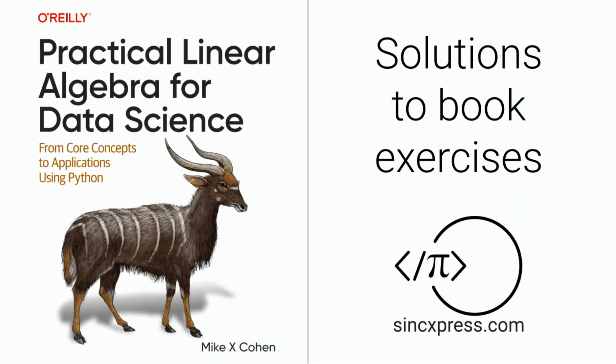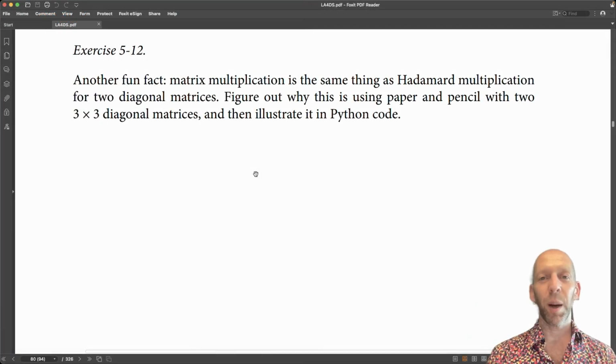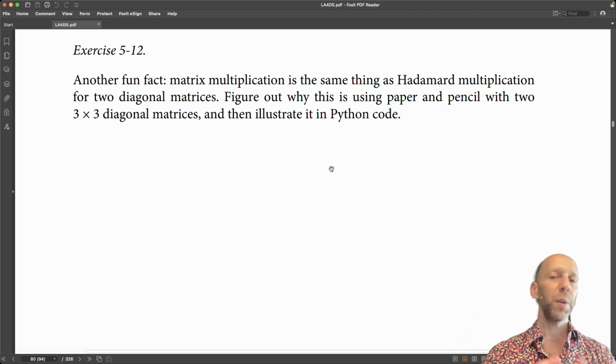Exercise 12 deals with another interesting property of diagonal matrices, and that is that for two diagonal matrices, standard matrix multiplication is the same thing as Hadamard multiplication. So you know that standard matrix multiplication is a series of dot products. Hadamard multiplication is just the element-wise multiplication. So it turns out that those two operations are identical when you are working with diagonal matrices.